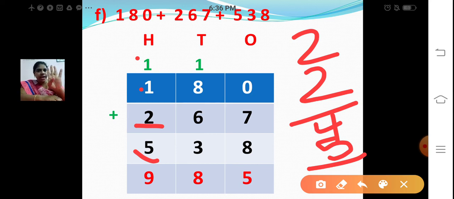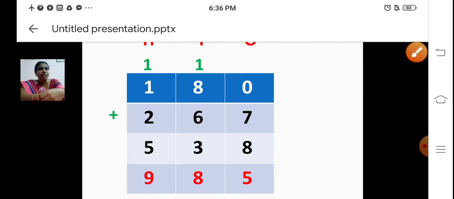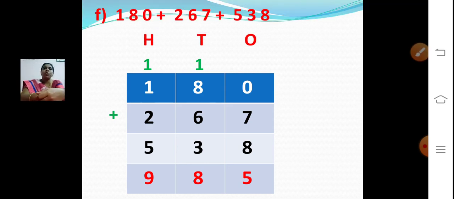After 4, 5, 6, 7, 8, 9. How many hundreds? 900. So write it down 9. So my answer is 985. So when you add the three numbers 180 plus 267 and 538, my answer is 985.